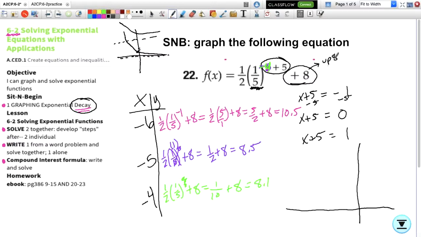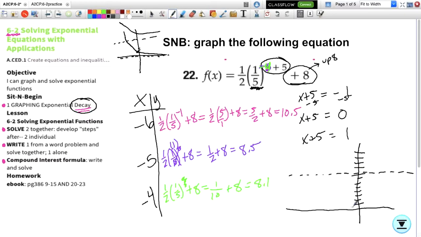I'm going to start by writing my asymptote, which we shifted vertically up 8. 1, 2, 3, 4, 5, 6, 7, 8. And I'm going to model an asymptote with a dotted line. Now remember, our graph is going to get really, really close to that line, but it actually can never touch it because it's an asymptote.